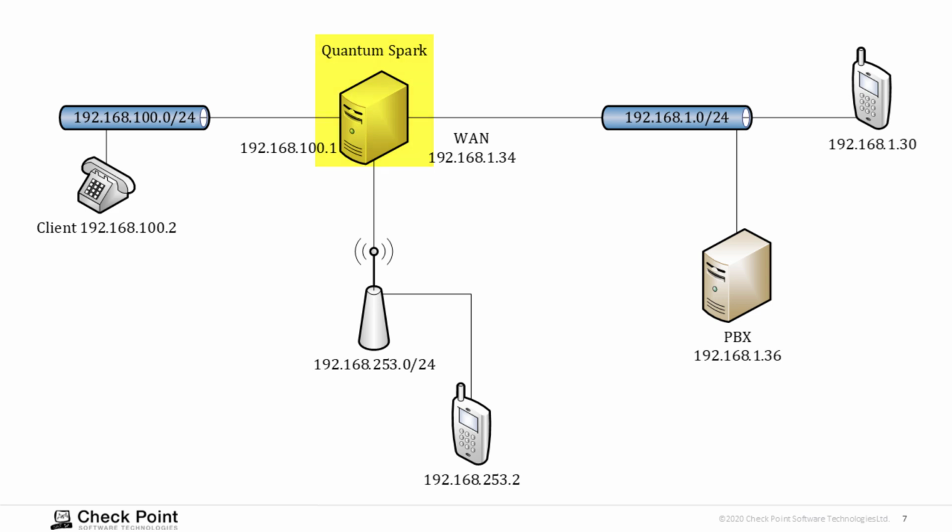We have our Quantum Spark connected to the WAN network, in this case, the 192.168.1.0, which is my physical address at home, and the Quantum Spark WAN adapter is connected to this network. We have the 192.168.100.0 network. It's a wired network protected by Quantum Spark. And since it's the 21st century, we have a wireless network as well, secured by our appliance. We have phones on all three networks. The PBX server is in the WAN network.